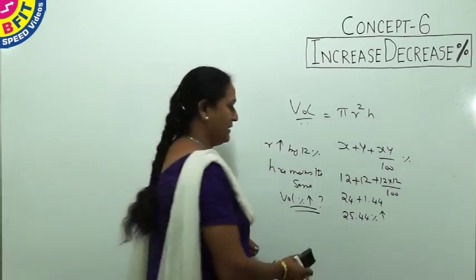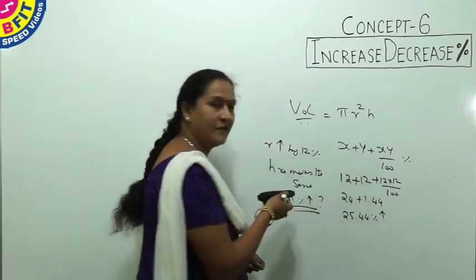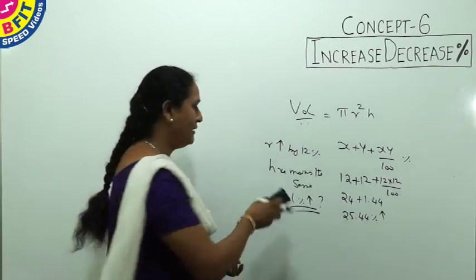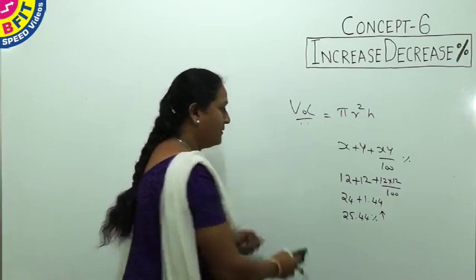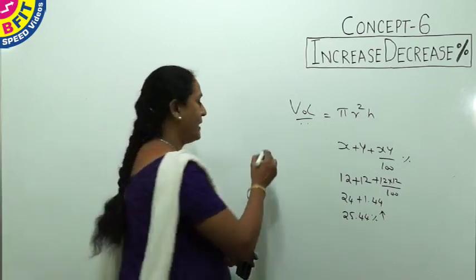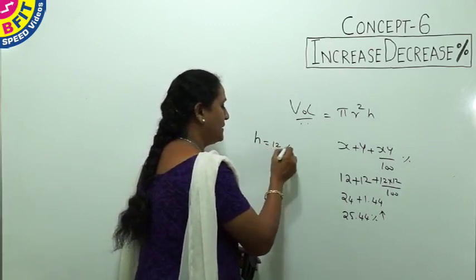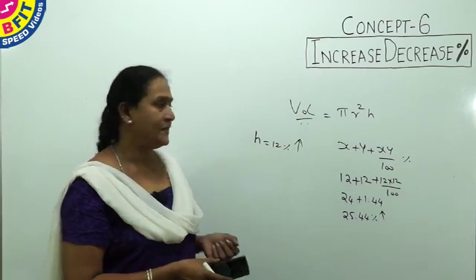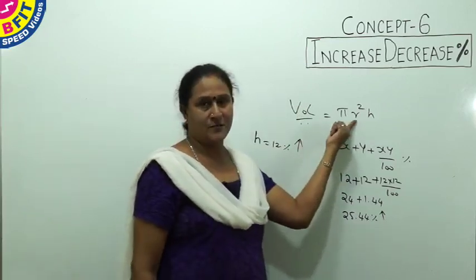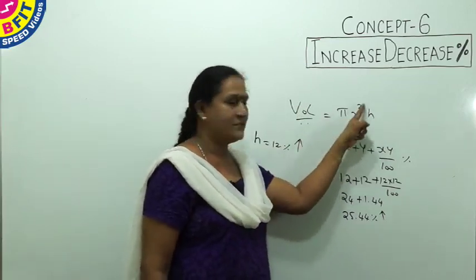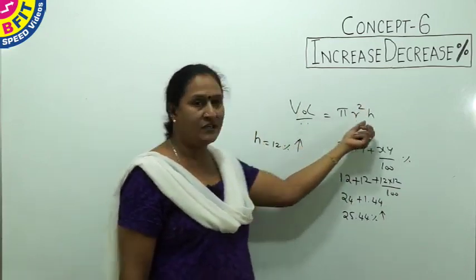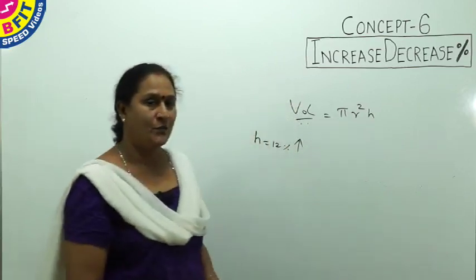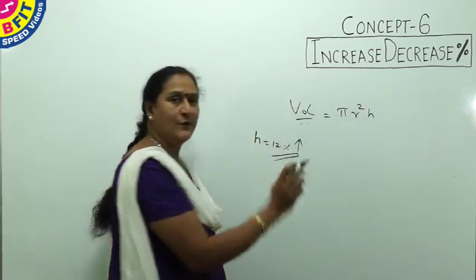Now for this question, the radius increase is given and the height remains the same. Suppose, for example, the radius is unaltered and the height is increased by 12%. Now what will be the change in its volume, the increase percentage in its volume? The radius remains the same, only there is a change in the height, so only a single factor is increased. Then what will be the increase in its volume? It will be the same 12%.